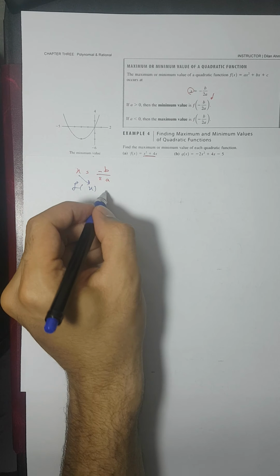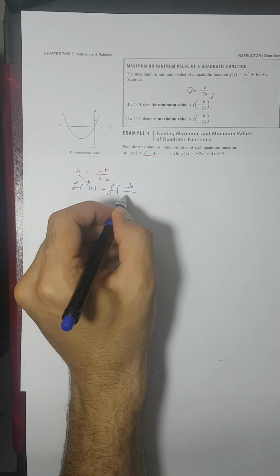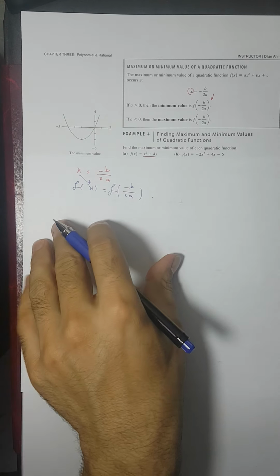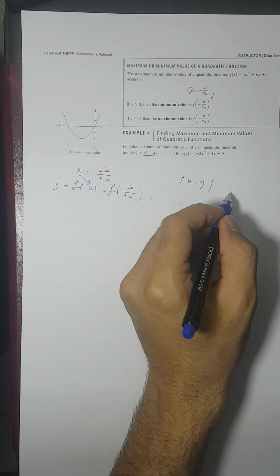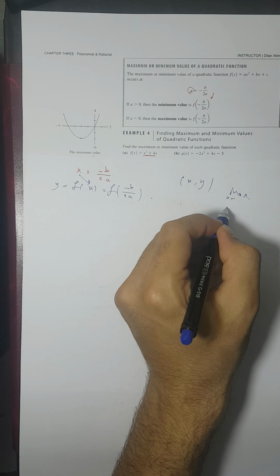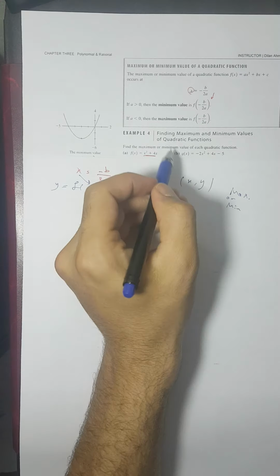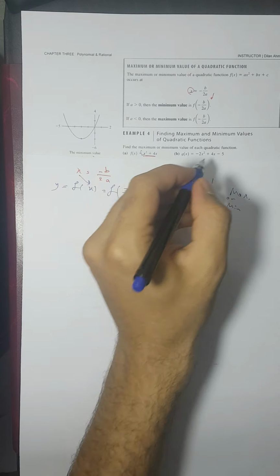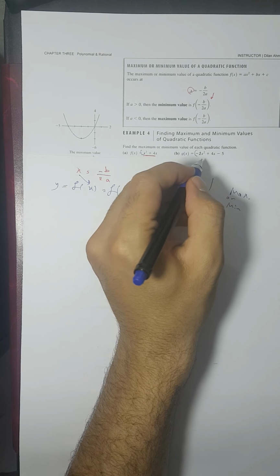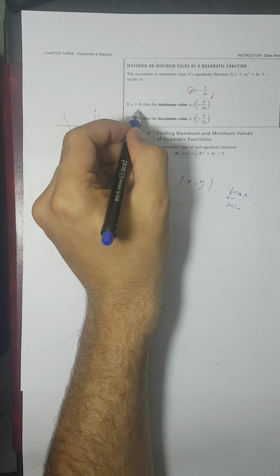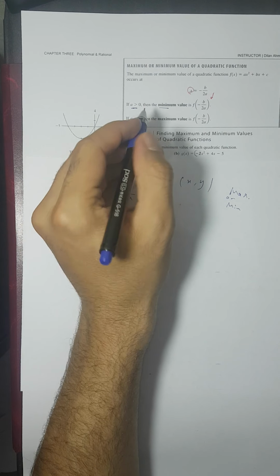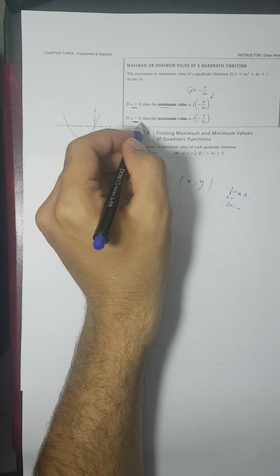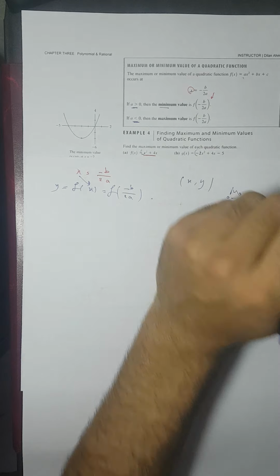So you can find it by this, and f of x. I mean f of minus b over 2a. That's it. This is y, and I get x and y here. I will get the max or min. If a is greater than 0, you will get a minimum, and if a is less than 0, you will get a maximum.